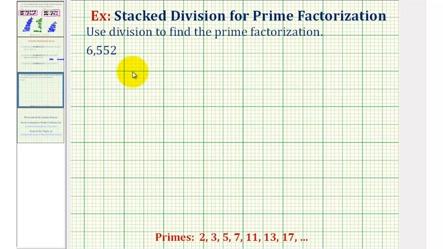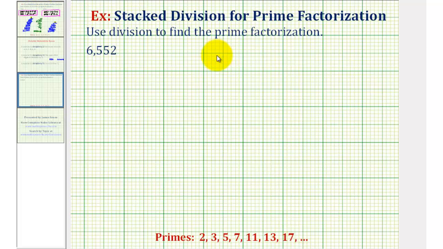Welcome back for another example of determining prime factorization using a technique called stack division, which is an alternative to creating a prime factorization tree. We're going to start with the given number 6,552 and determine which prime numbers divide evenly into the given number, and we'll keep dividing until we have a quotient of 1. Once we have a quotient of 1, we'll have the prime factorization.